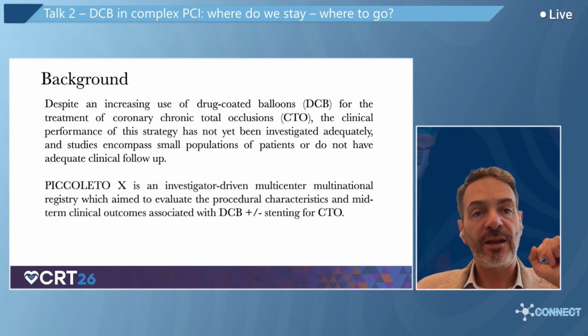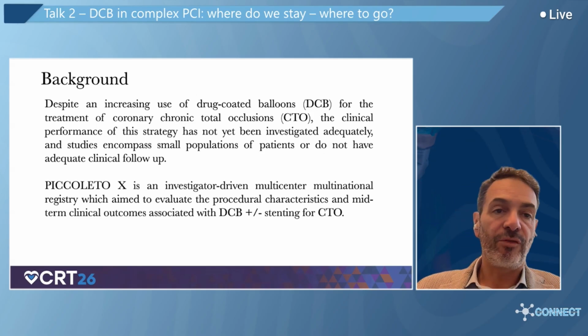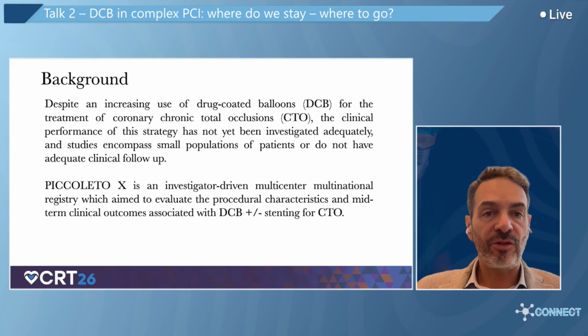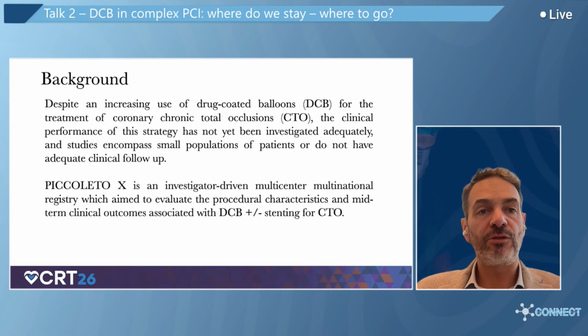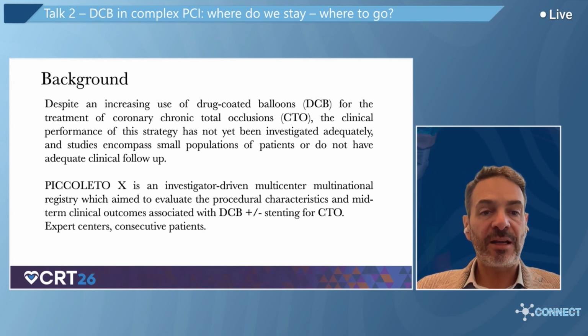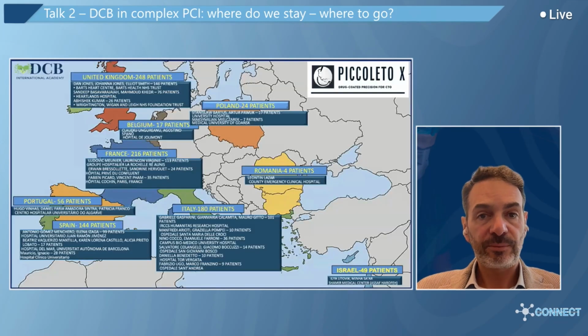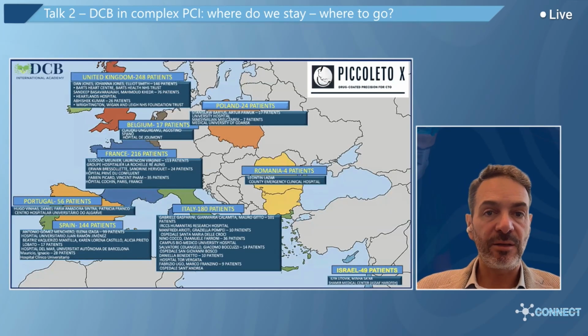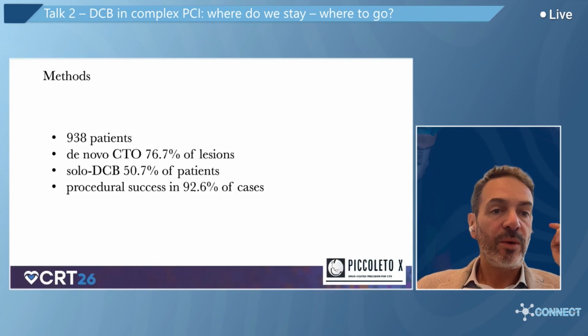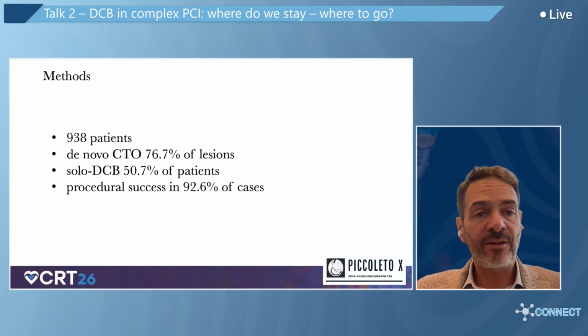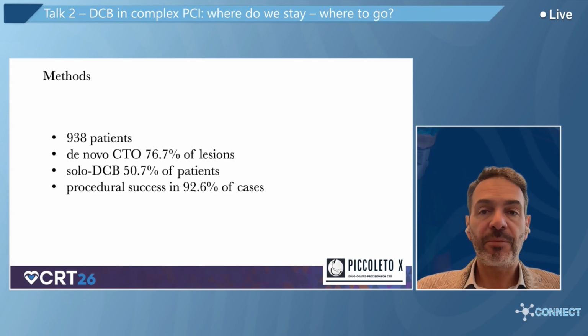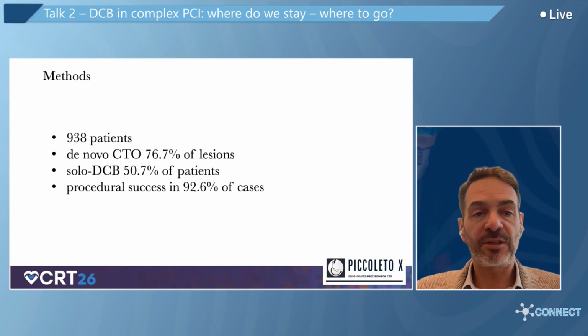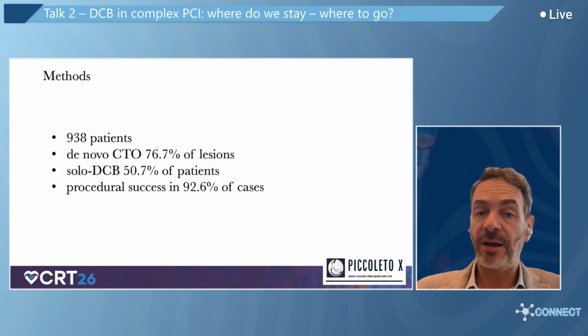In Piccoletto 10, we have a strategy of DCB plus or minus drug-eluting stents. Again, we don't have to fear putting short stents. This is the key message. Only expert centers, consecutive patients. These are the centers that participated in this study, which has been presented at TCT, and later on we gathered information for 938 patients with de novo CTO, 76%, 50% solo DCB, 50% DCB plus drug-eluting stent.